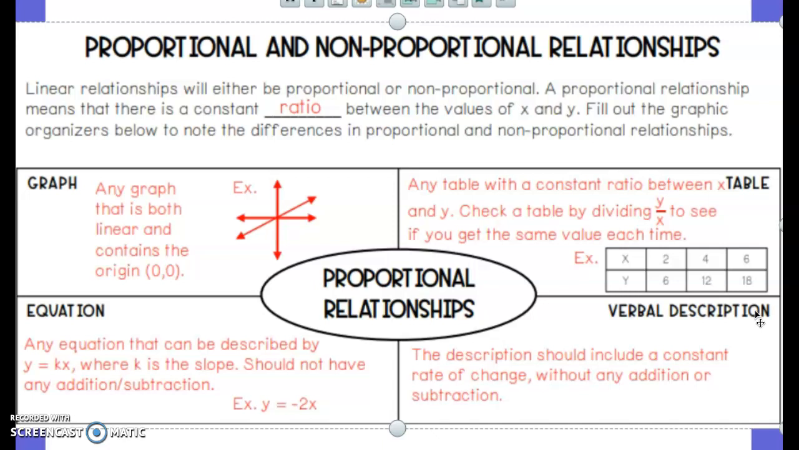In the equations, you will have the equation as y equals kx, where k is the slope, and it should not have any addition or subtraction. For verbal descriptions, it should include a constant rate of change without any addition or subtraction.